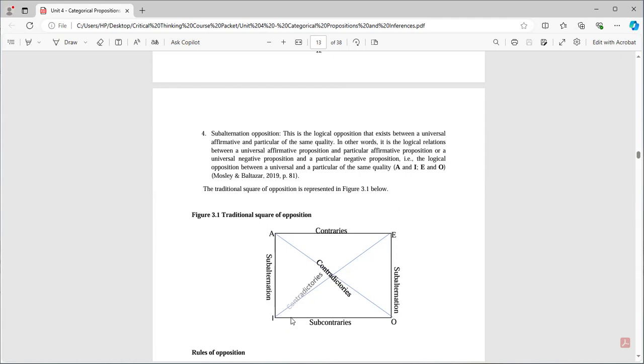Is the table clear? Is the diagram clear? Sorry, not the table, the diagram. Is it clear? Yes, sir. Okay, all right.